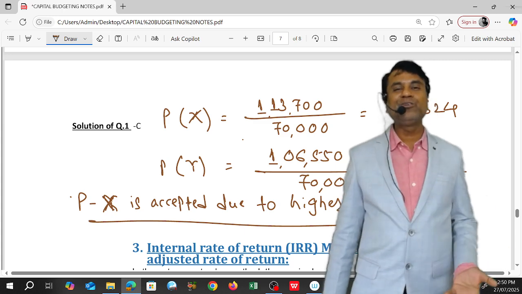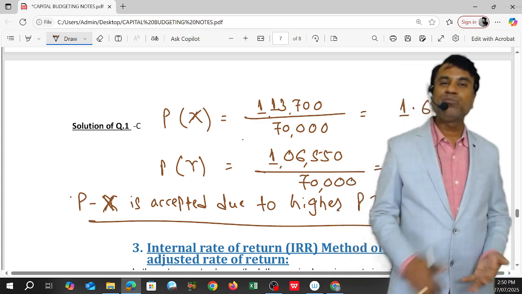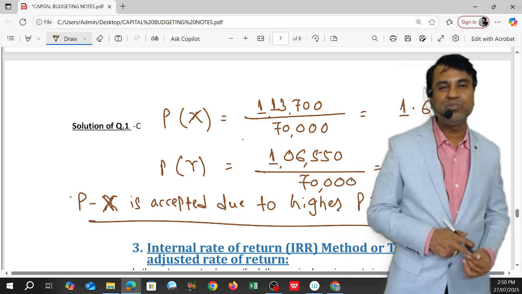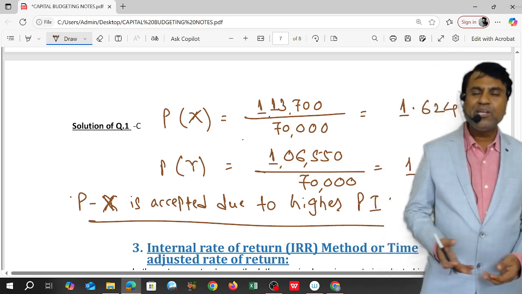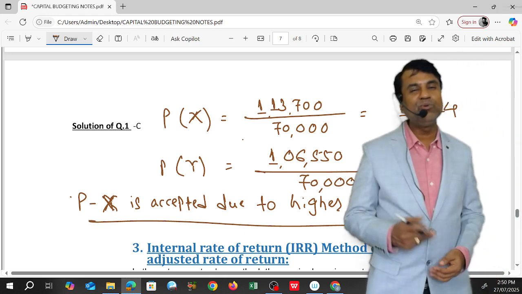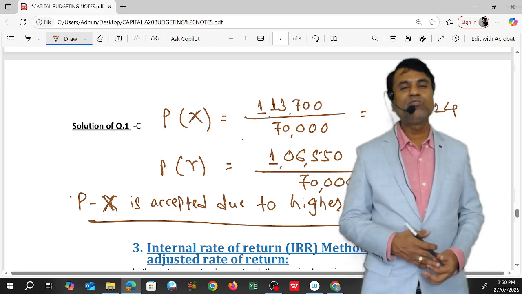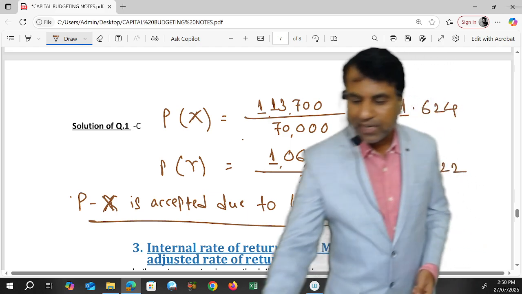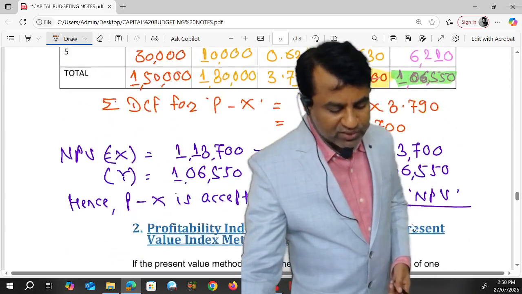And hence these are two separate methods, because PI is going to give the ranking of the projects in terms of relative returns for every rupee 1. So that is the difference it is going to make when you compare NPV and PI. This is the answer. I hope you are getting NPV and PI. It is all about the same formula.